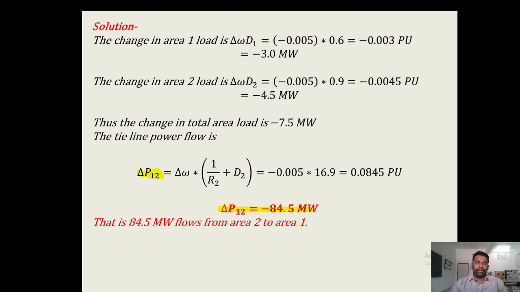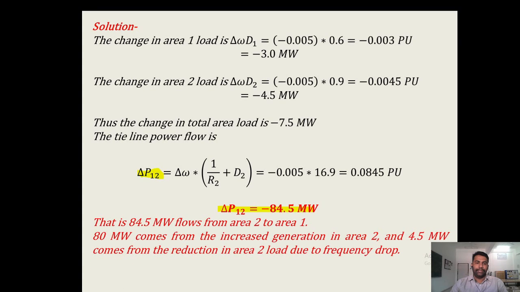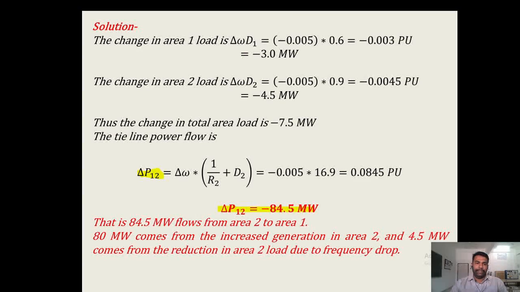Power is taken from area 2 to area 1 to satisfy the 187.5 megawatt change in the power at area 1. 80 megawatt comes from the increased generation in area 2 and 4.5 megawatt comes from the reduction in area 2 load due to frequency drop. Now we will perform the experiment in the MATLAB Simulink software.